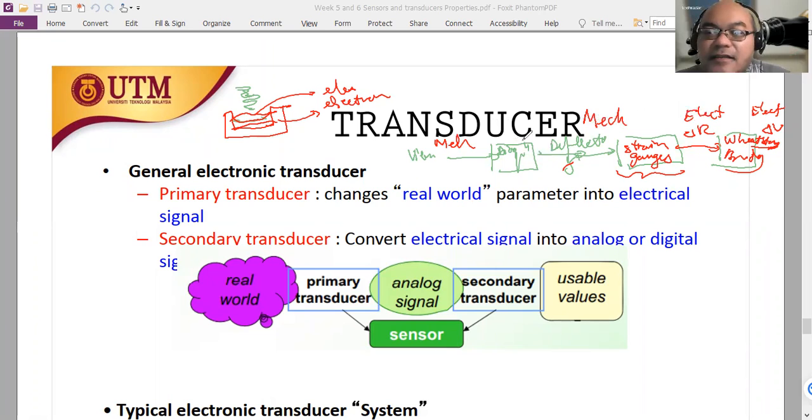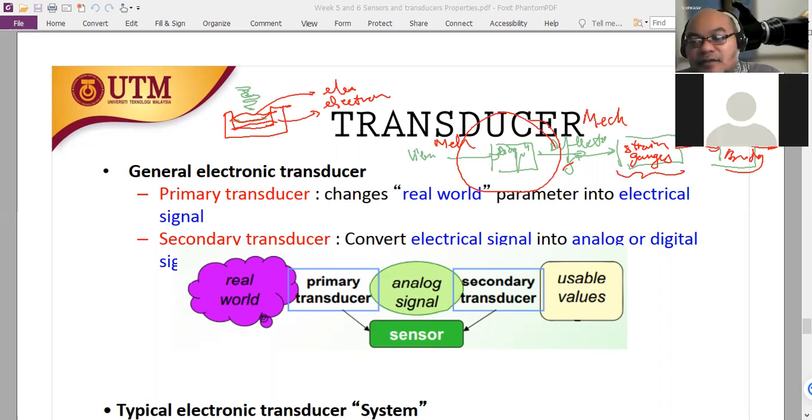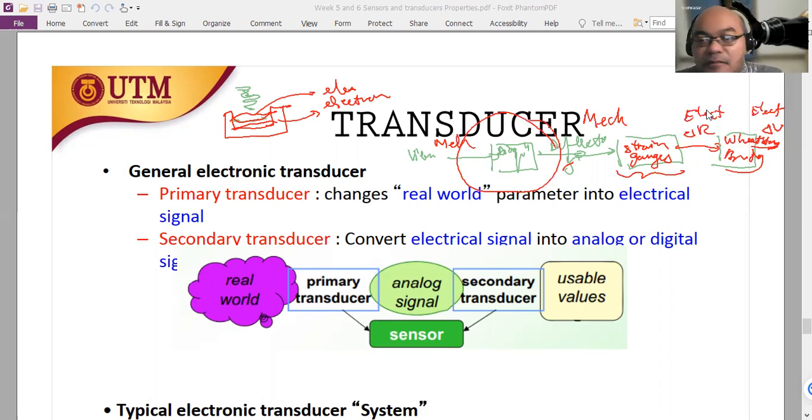But before that, there is also actually a transducer here. The diaphragm itself acts as a mechanical transducer that converts one mechanical parameter to another mechanical parameter. So in this case, from vibration into mechanical deflection. Okay, I hope this is clear.